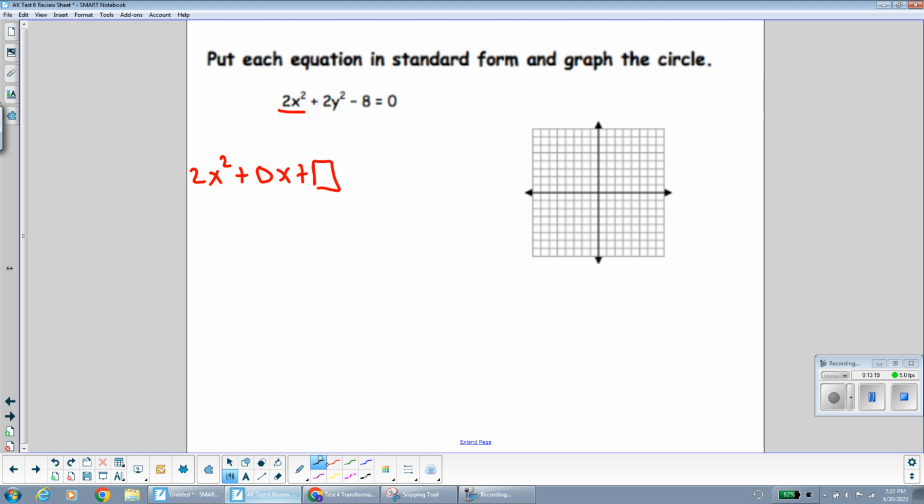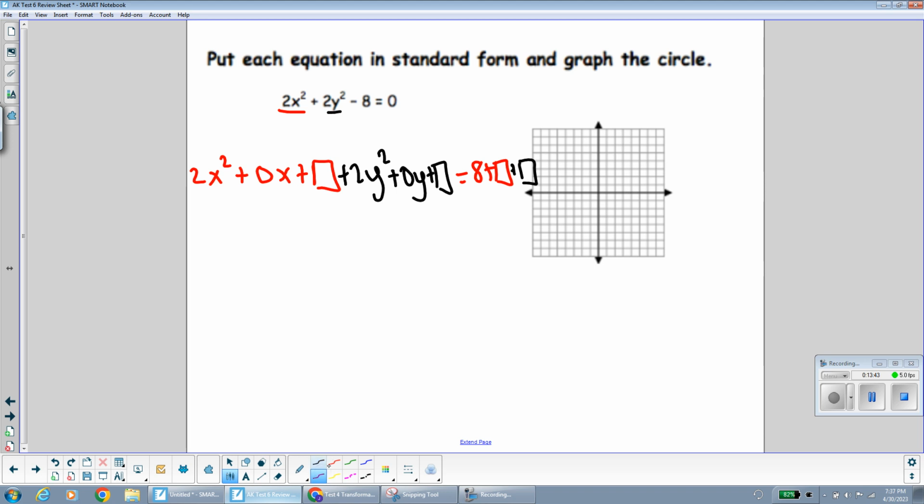Plus the box. Grouping my y terms together, same thing with the y's. There is no second y term, so I'm going to put a 0y. And then when we move the 8 over to the other side, that's a positive 8. And I'm going to just make my 2 boxes because I am going to be completing the square.